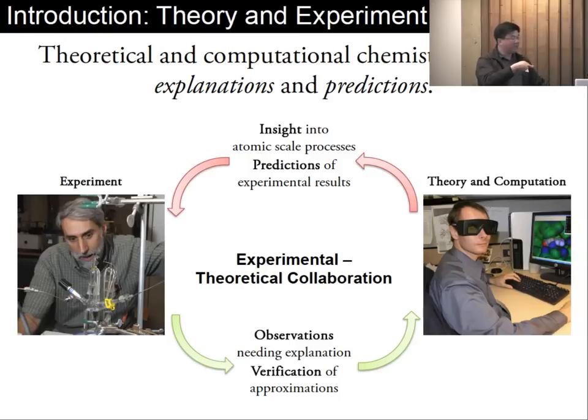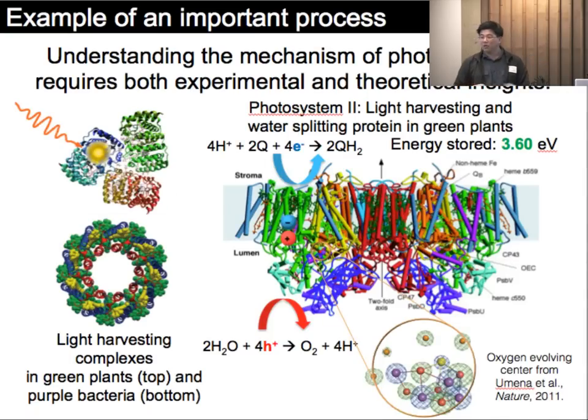The experimentalist can verify the approximations that the theorist has made, and then the theorist can also even predict new things using their simulations for the experimentalist to test. So that's how this experimental theoretical interaction works. And a lot of the more difficult problems in chemistry and physics require both experiment and theory in order to solve. So this is a picture of photosynthesis.